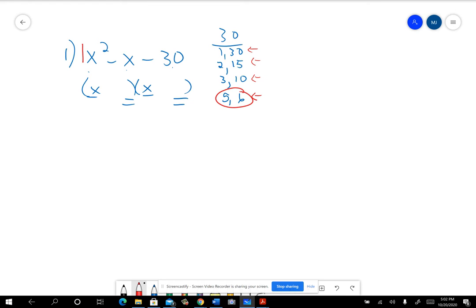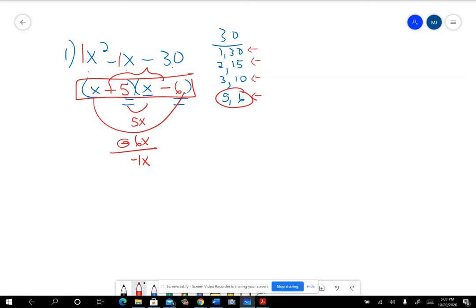So I know it has to be 5 and 6 if it's going to work, because if I put a 5 in, the inside 2 would be 5x, the outside 2 would be 6x. And I would just need to make the larger one negative so that when I add, I get the negative 1x that I have in the middle. And by putting the larger one negative and the 5 positive, I get the negative I need there. So this would be your answer and you're done.